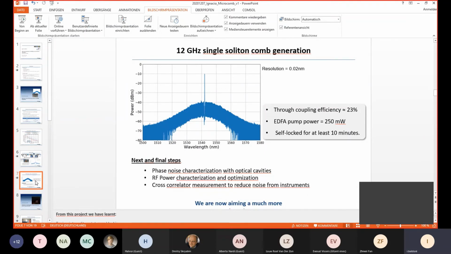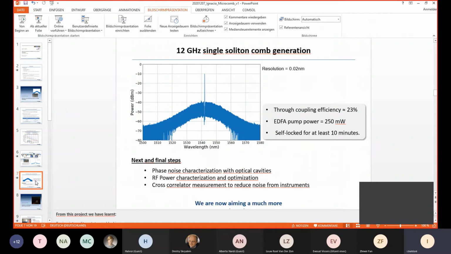This is very good also because we can work without having to establish all this equipment, which is rather complex. So now in this particular project, the next and final steps are to make a full phase noise characterization of this solitonic comb with Mello optical cavities. We want to characterize and also optimize the RF power that will come out from this microwave signal.